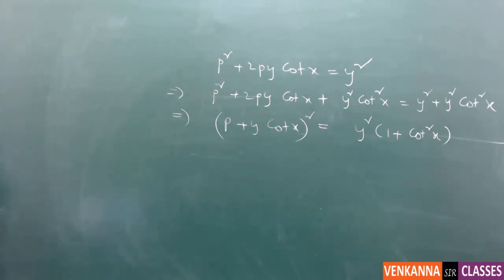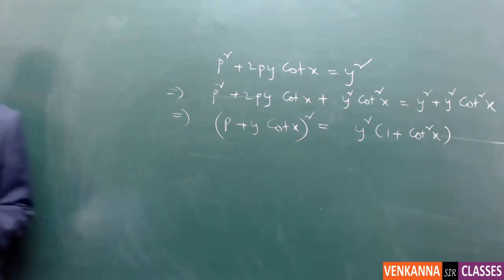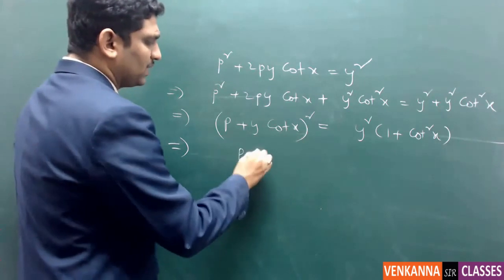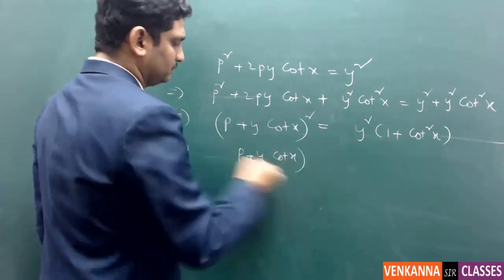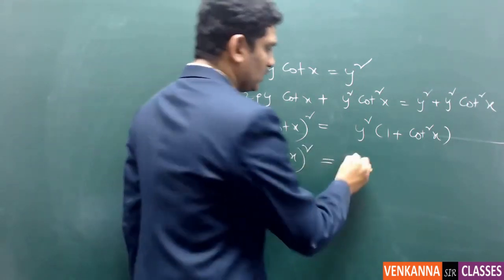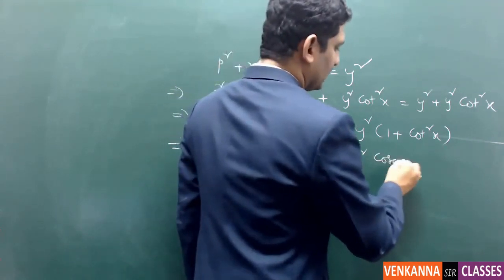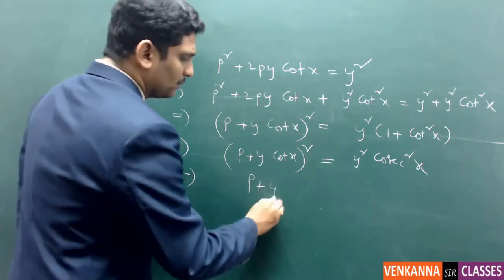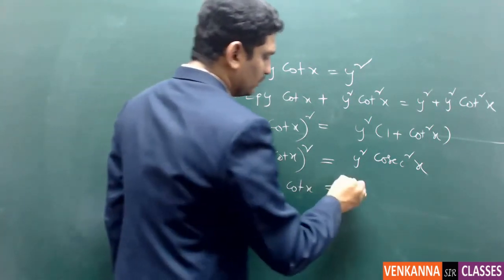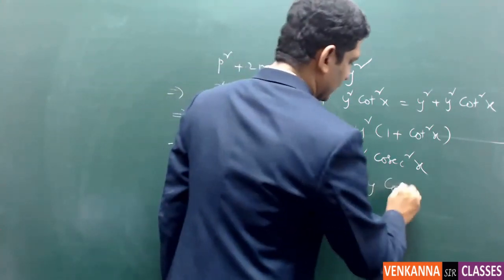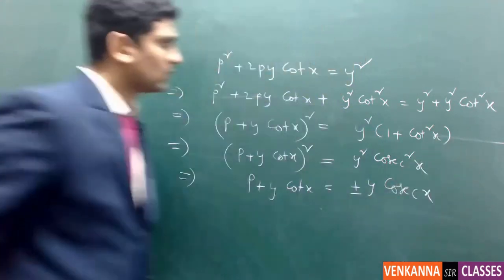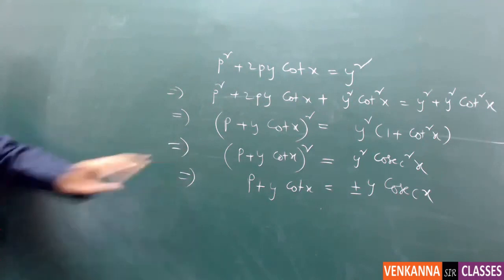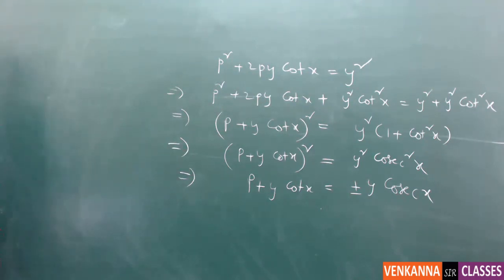Right. So here p plus y cot x whole square is equal to y square into cosecant square x. So taking square root on both sides, you will have p plus y cot x is equal to plus or minus y cosecant x. So you can apply the technique of minus b plus or minus also there. You are going to get the same answer.